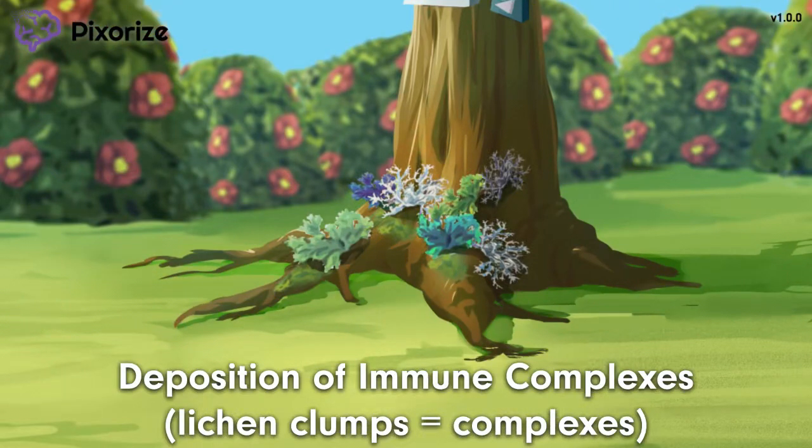By the way, these lichen clumps remind me of immune complexes, since immune complexes are essentially clumps of antibodies bound to antigens circulating in the bloodstream. The types of antibodies that circulate are most commonly IgG or IgM, so it is these types of antibodies that bind to circulating antigens to form circulating immune complexes.